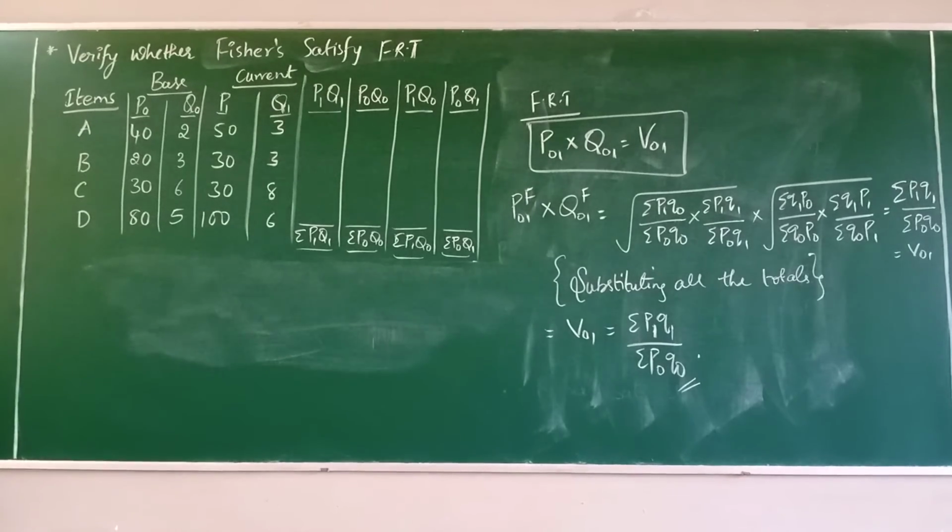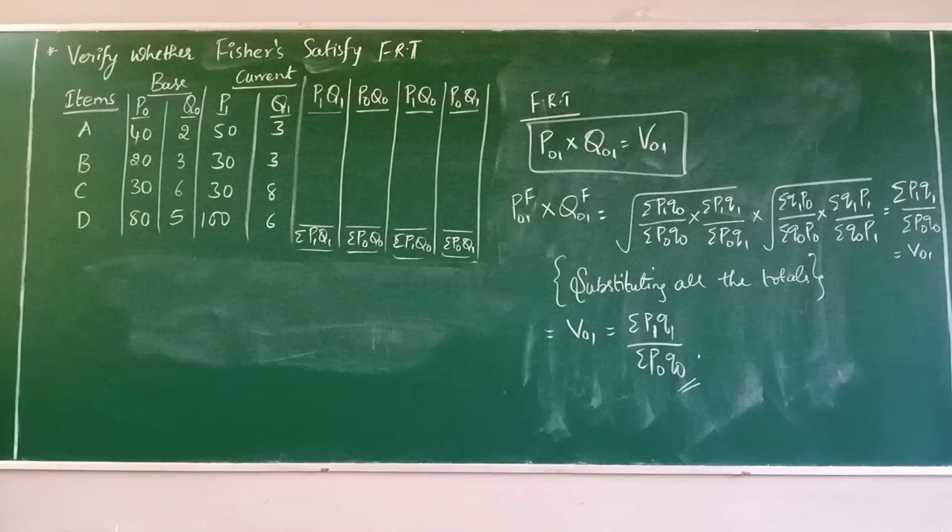Now look at this problem. Verify whether Fisher satisfies FRT, the factor reversal test. So here also, once again, the 4 columns are required and those totals are required. After that, what is the FRT condition? P01 into Q01 equals V01, the value index number. The price into quantity equals the value. That is what the factor reversal we have to prove now.